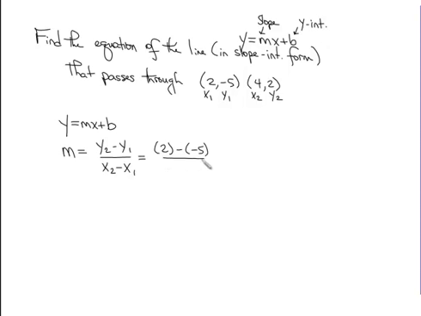Use parentheses when you plug in. This becomes 7 on the top and 2 on the bottom. So there's our slope. We can now plug our slope in: y = 7/2 x + b.